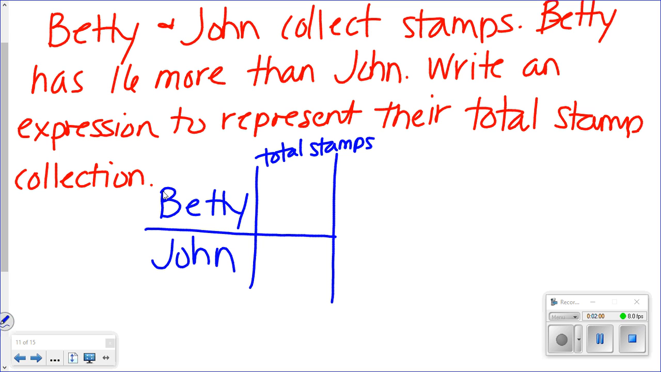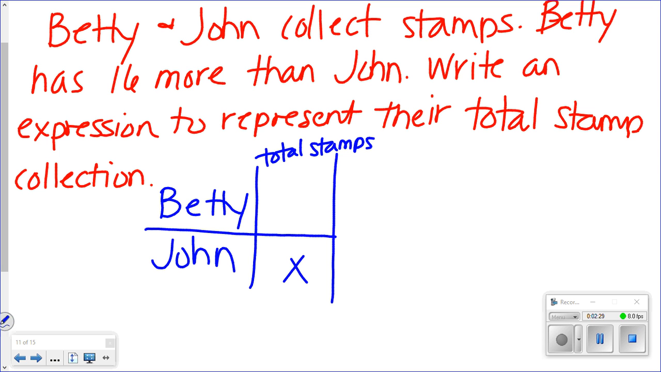So Betty and John collect stamps. Betty has 16 more than John. Write an expression. So what is something they tell us? Like, what's one piece of information they tell us, Haley? Betty has 16 more. Do we know how many John has? We don't know how many John has at all. So what can John's stamp collection be? What can it be? X. Yeah, X. So beside John, that's how many stamps he has. We don't know. He has X stamps.